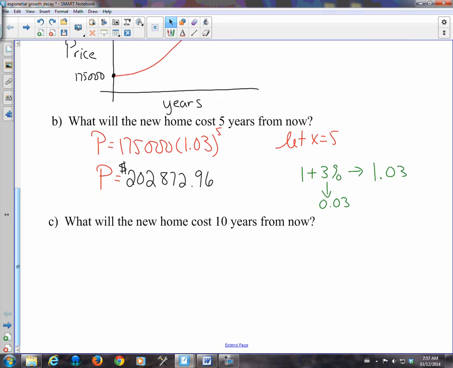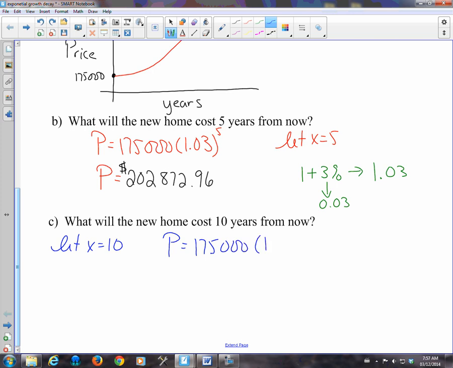What will the new home cost 10 years from now? Same idea. Take out the x and put in 10. So we've got 175,000 times 1.03 to the exponent 10. So we're looking at a value of $235,185.37. So the most important thing to understand about growth is that it is increasing. That means what you're multiplying by is bigger than 1.